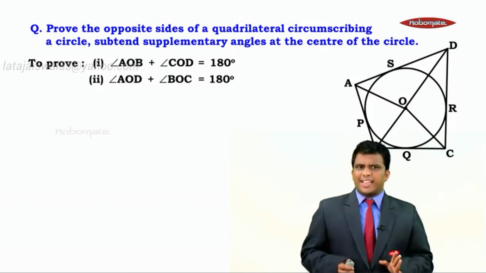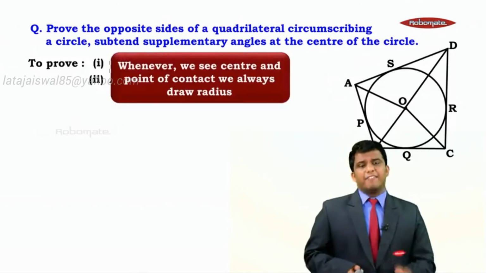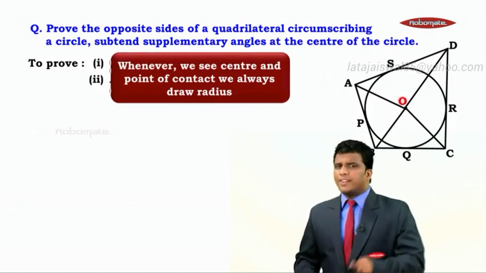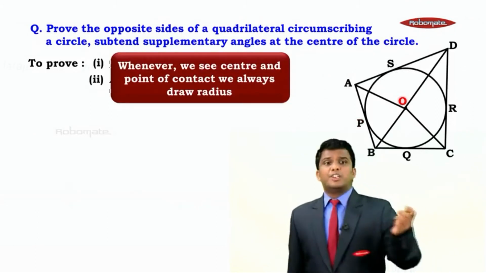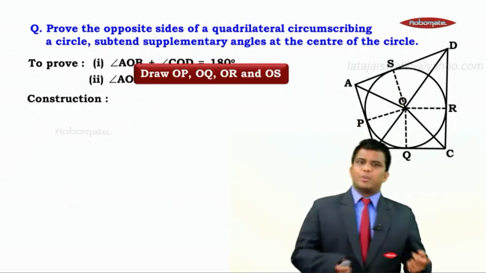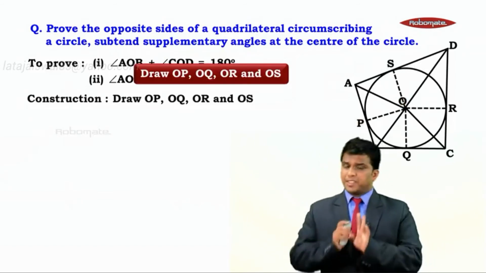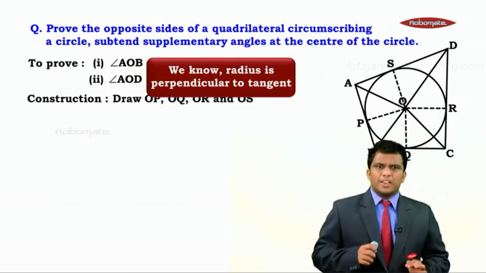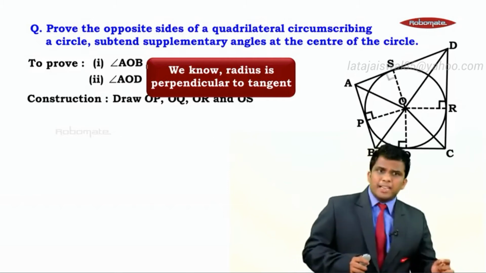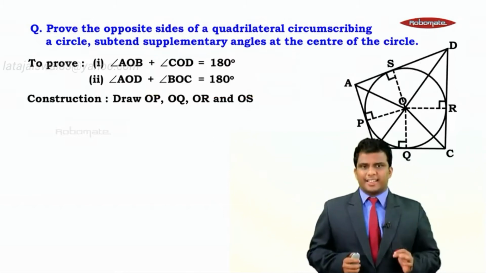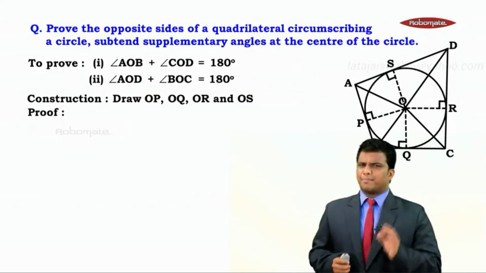Now we have four tangents, and we have the center and we have the points of contact. Whenever we have the center and the point of contact, we can always draw the radius. So we'll draw four radii, OP, OQ, OR and OS as the construction over here. This is very clear. Now we know the radius is always perpendicular to the tangent. Hence, the radius will always intersect the tangents at a right angle. So what? We have something special.